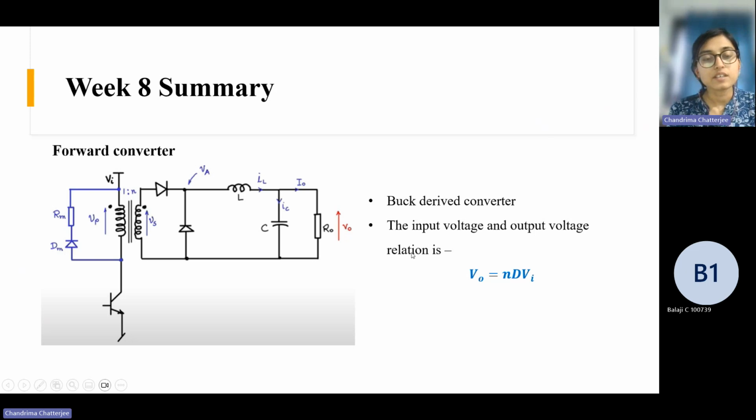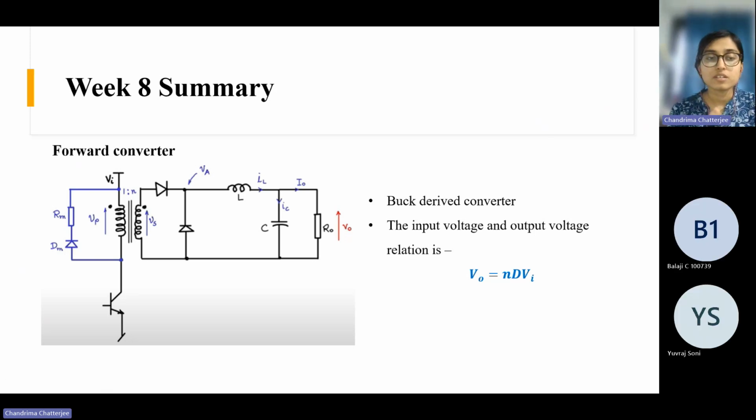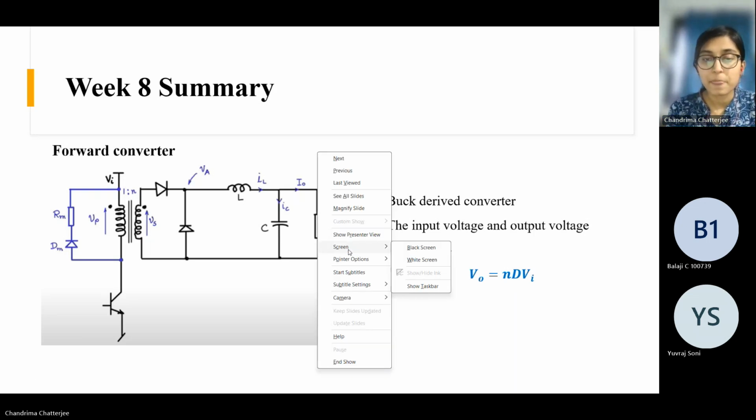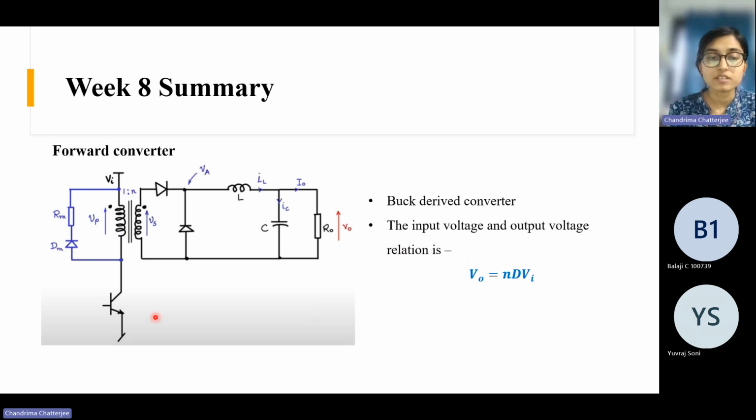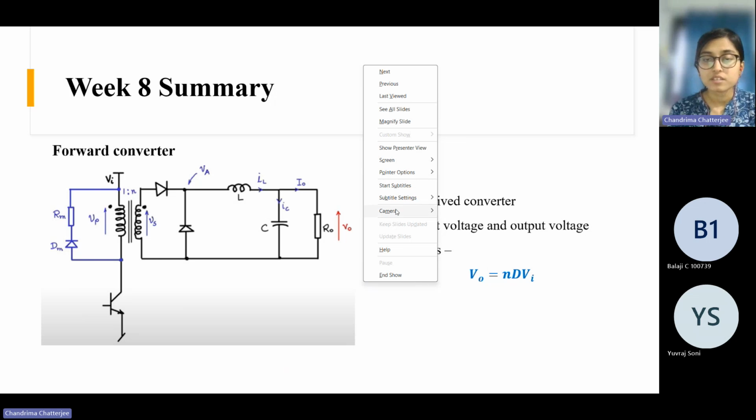The first converter that we will discuss is called the forward converter. This is the topology. This converter is derived from the buck converter. How is it derived from the buck converter? I hope you remember the circuit of a buck converter. We discussed it in the last class.